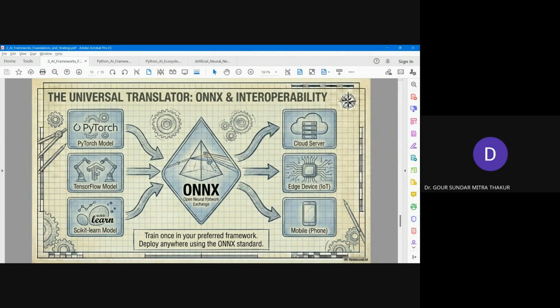And for deployment, I have not explored this tool, ONNX, but from the basic study I have made, I found that it is a platform or framework, Open Neural Network Exchange, where you can integrate any kind of model, be it developed using PyTorch or TensorFlow or scikit-learn, and directly deploy it to any cloud server or edge device or mobile phone with a lot of ease. So this framework will help you to deploy your model to the public.